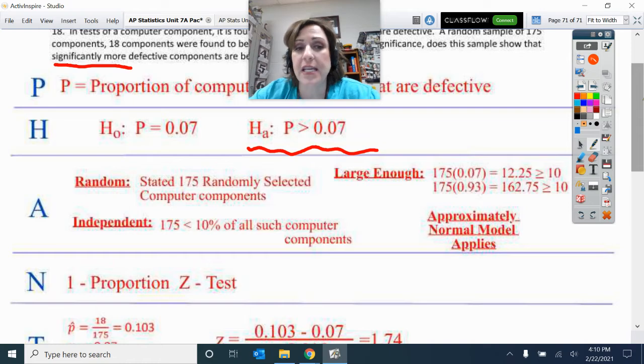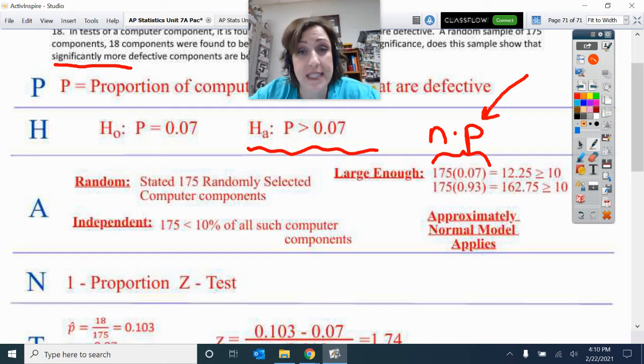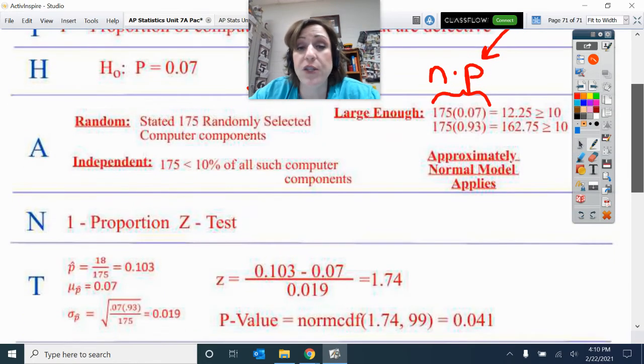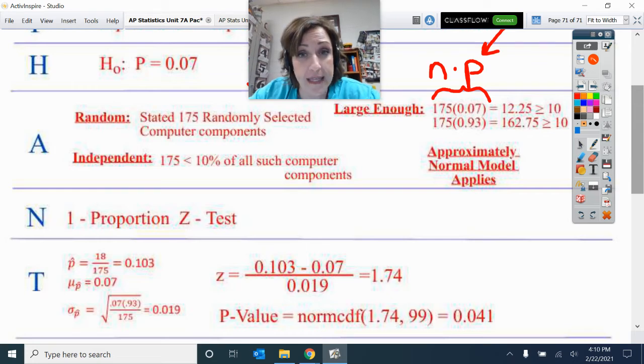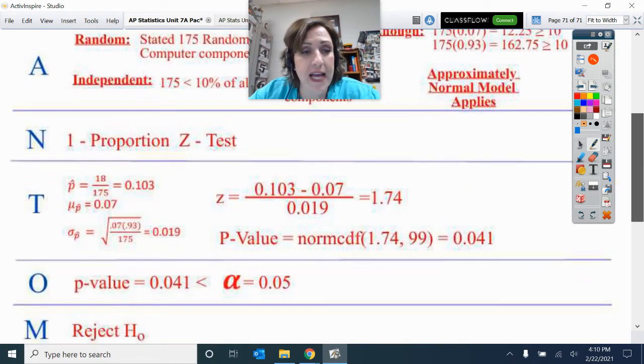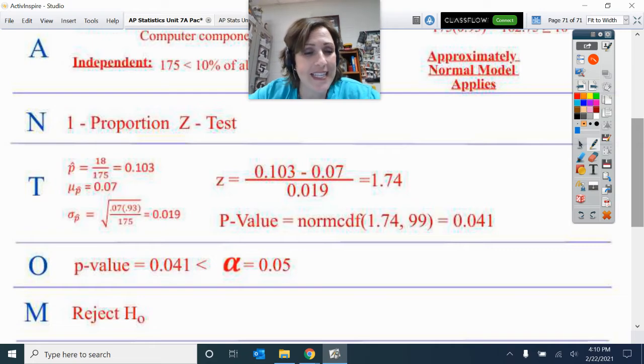So here, make sure that you are doing your sample size times your true P of 0.07. Don't put your 18 out of the 175, and then the 175 minus 18, whatever. Don't put your sample results here because if you have true P, that's the best it can be. Only if you don't have that would you use P hat. So the approximately normal model applies. This is a one proportion Z test.